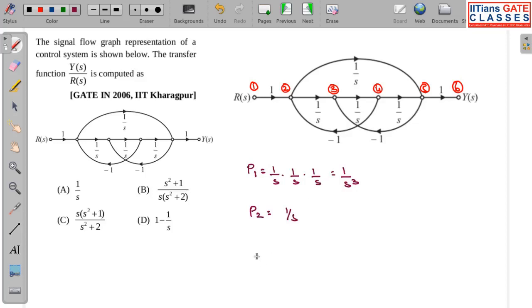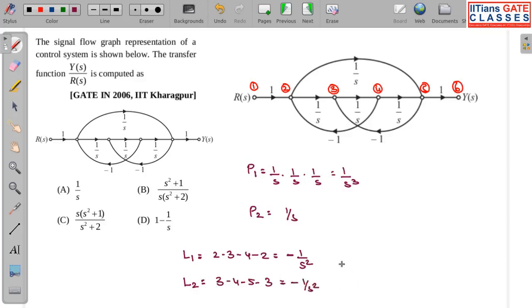Now let us see what are the loops present over here. Okay, loops. So L1 you can see from 2 to 3, from 3 to 4 and again from 4 to 2. So the loop gain is minus 1 by s square. Loop 2 is from 3 to 4, 4 to 5 and again from 5 to 3. So this loop gain is also minus 1 by s square.